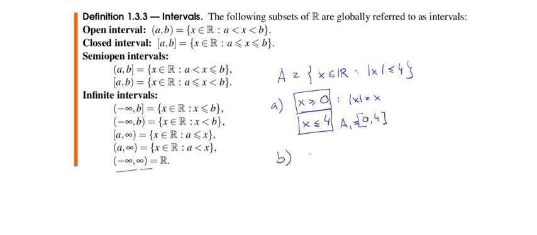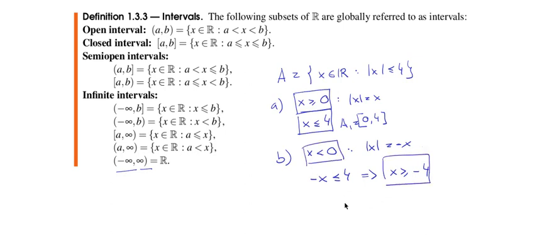And b, if we assume that x is smaller than 0, then the absolute value of x will be minus x, and so this is minus x is smaller than 4, or in other words, x is greater or equal than minus 4. So x is smaller than 0 and greater or equal than minus 4. This would be [minus 4, 0), and we call it A2.